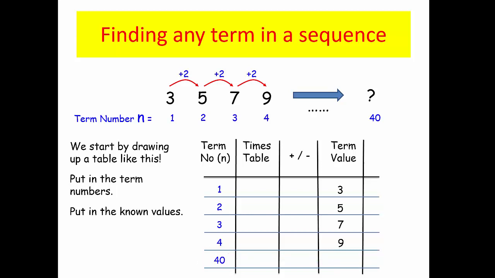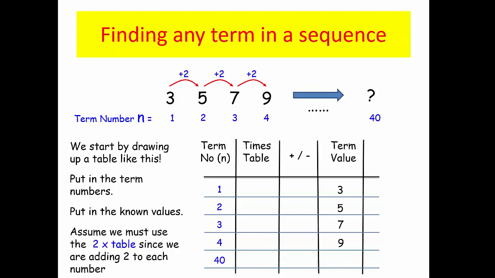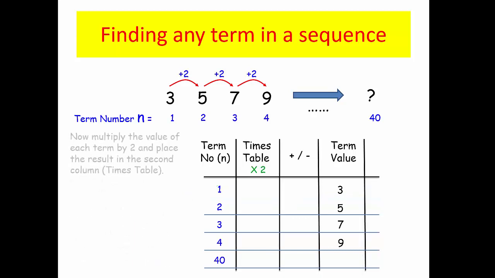Now I'm going to assume that we must use the 2 times table since we're adding 2 to each number in the sequence. In other words, I'm going to put into this column here "times 2" to indicate the 2 times table. Now I'm going to multiply the value of each term by 2 and place the result in the second column, the times table column.